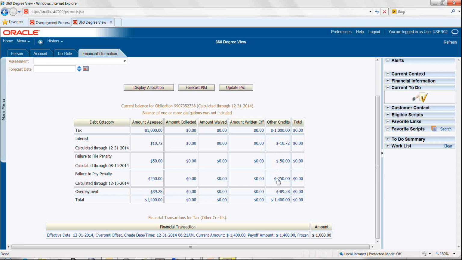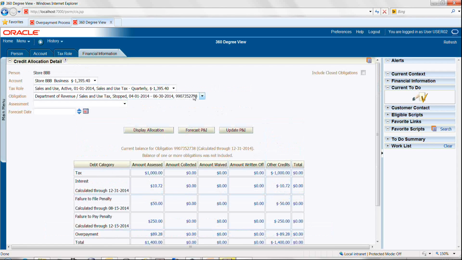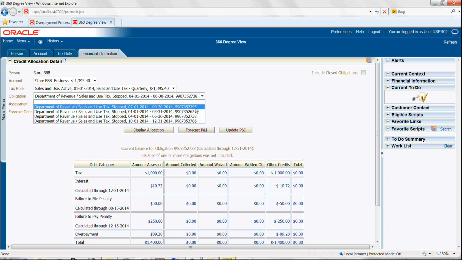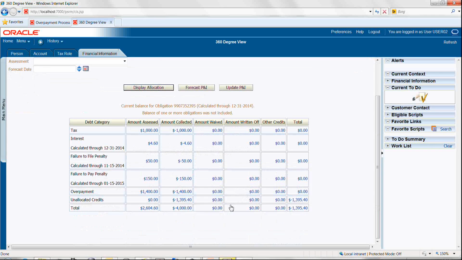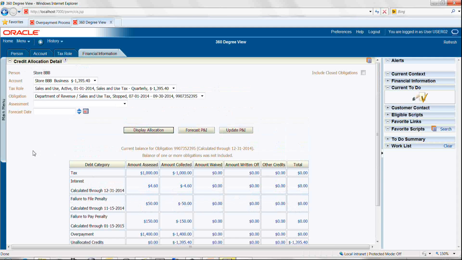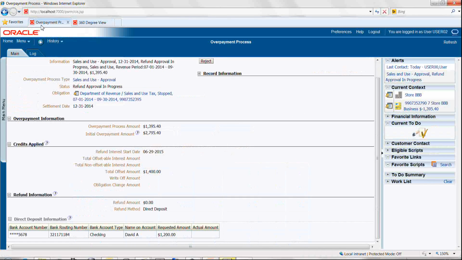But we see over here that we have offsetting for the second quarter, and if we look at the third quarter, we have an overpayment for 1,400, which was the offsetting, and we now have an unallocated credit for 1,395, and that's the amount which I would now like to get my overpayment for. I want to get my direct deposit back for 1,395. In fact, I actually asked for a request for 1,200, so it'll be a little bit less than that.